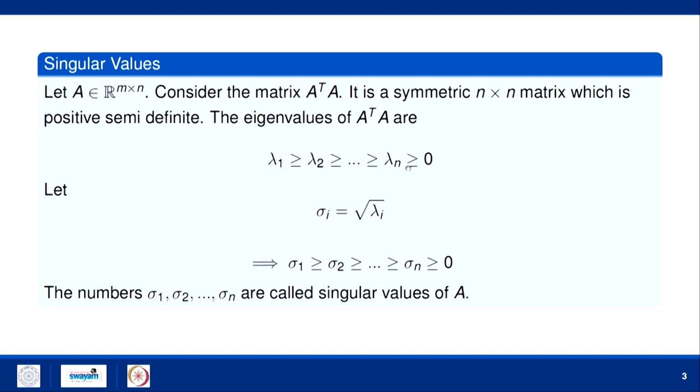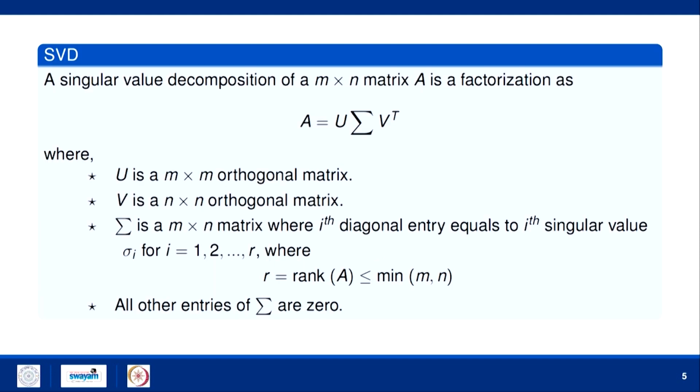Now define sigma i as the square root of lambda i. All are non-negative, so the square root is well defined. Sigma 1 is the square root of lambda 1, sigma 2 is the square root of lambda 2, and so on. So sigma 1 is greater than or equal to sigma 2, greater than or equal to sigma 3, and so on, and all the sigma i's are non-negative. The numbers sigma 1, sigma 2, up to sigma n are called the singular values of A. Now come to the singular value decomposition, in short SVD.